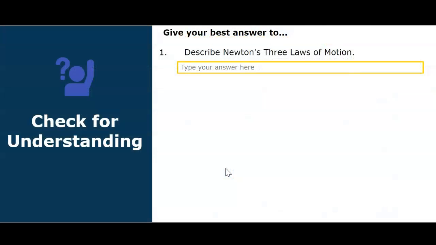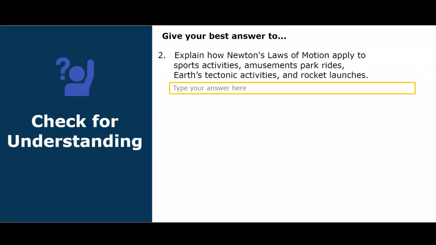Describe Newton's three laws of motion. Make sure you describe all three of them. Don't just give a little summary of Newton, but the first law is this, the second law is this, the third law is this. And give a really good explanation on how Newton's laws apply to sports activities, amusement park rides, Earth tectonic activities, and rocket launches.